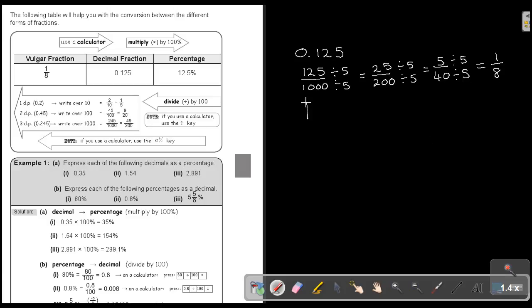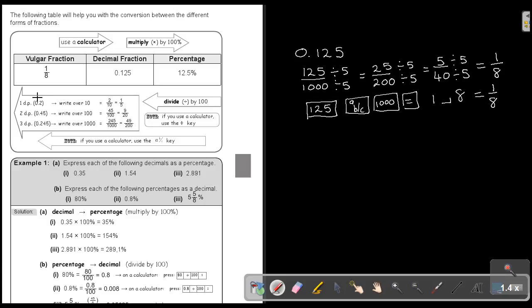Again, you can use your calculator. Just press 125. Press that A B C, and press the 1000. And then press equal, and your calculator will display 1/8, and that's actually just meaning 1 over 8.